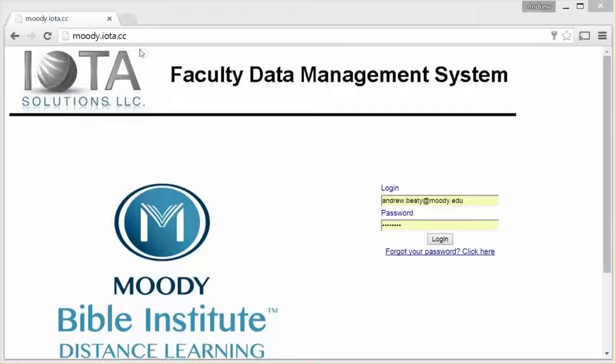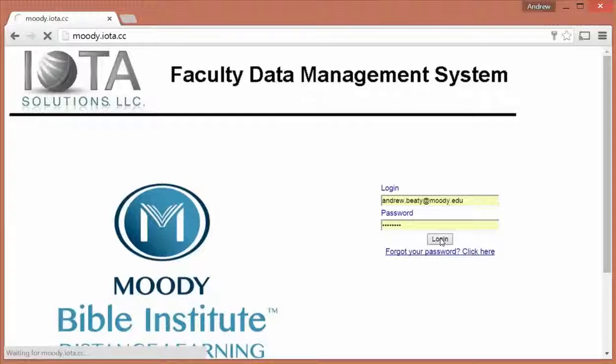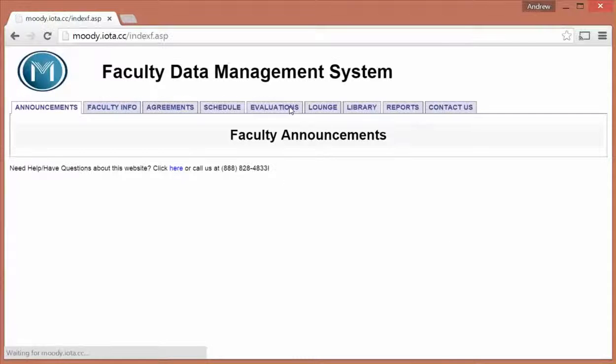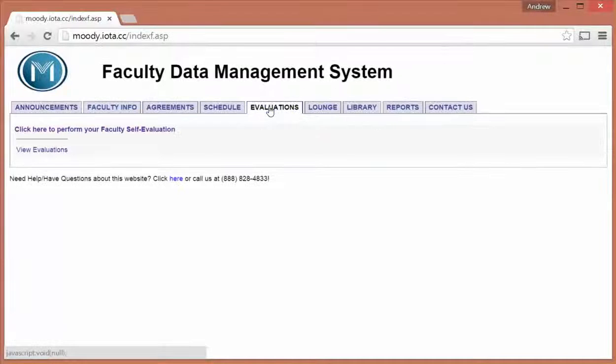To start, you want to go to your IOTA portal, and that's at moody.iota.cc. You enter your Moody email address and then also enter your password and click login. And then you can go to the tab that's called Evaluations and View Evaluations.